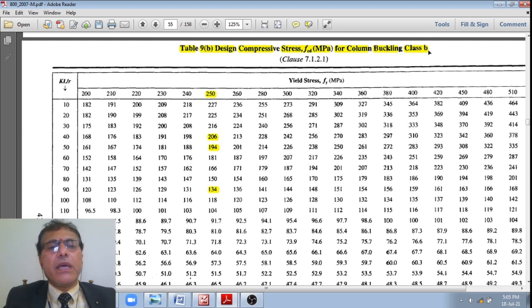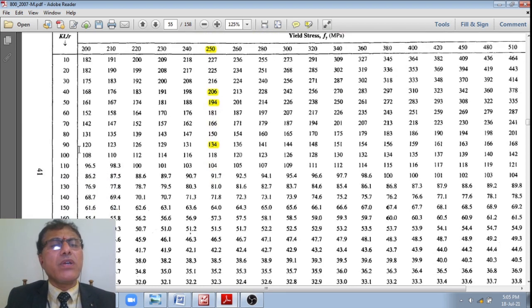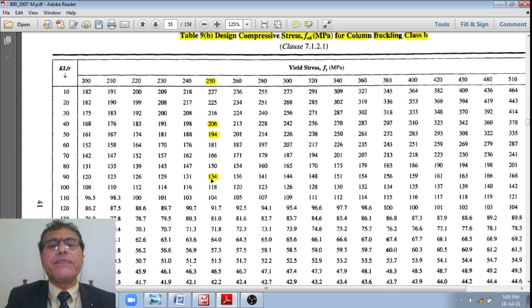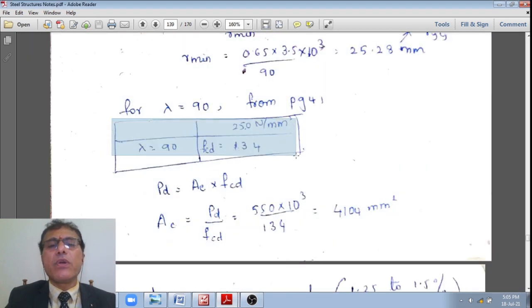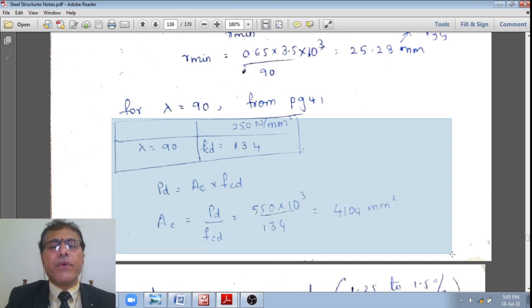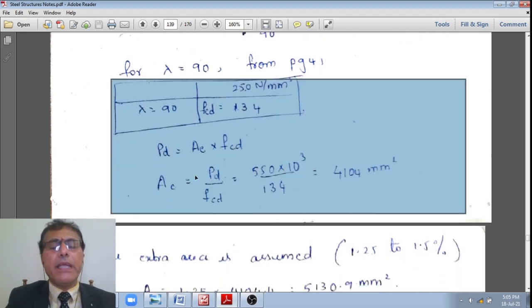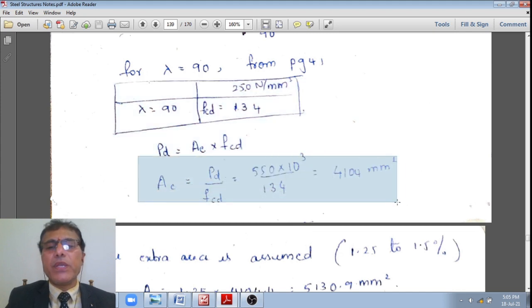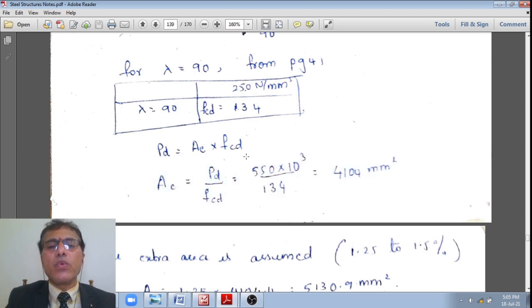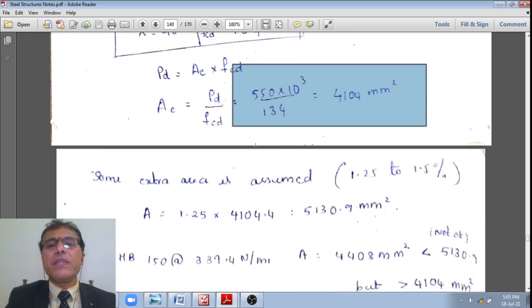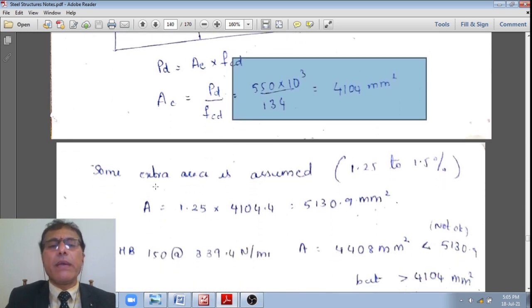Therefore, about that axis, for lambda is equal to 90, directly I have the FCD value equal to 134. I'm just recalling that. Therefore, FCD from this table is equal to 134 MPa. Now we know that PD, load carrying capacity, is equal to AE multiplied by FCD. How much effective area is required? That itself is the gross area, which is equal to PD, the factored load 550, divided by 134, the permissible value. Hence, if I divide one with the other, I'll get 4104 mm square.